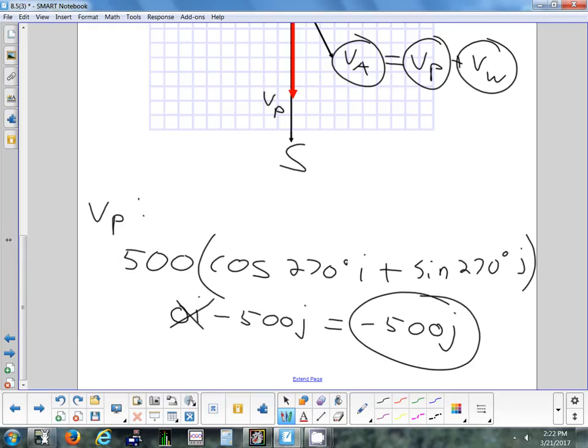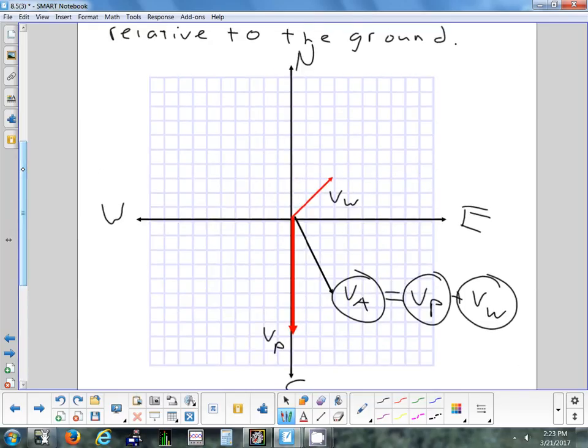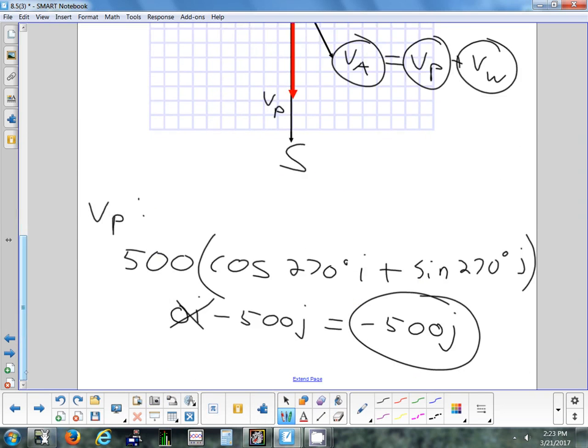Why is there no i component in the velocity vector for the plane? Why doesn't this have an i component? Luke? Because since it's traveling due south, it's right on the southern axis, or like the y-axis, so it doesn't have any i. Yeah, there's no left or right part to that V sub p at all. It's exactly up or down, in this case down. So if something is perfectly straight up and down, it doesn't have any left and right component to it. That's why there's no i.